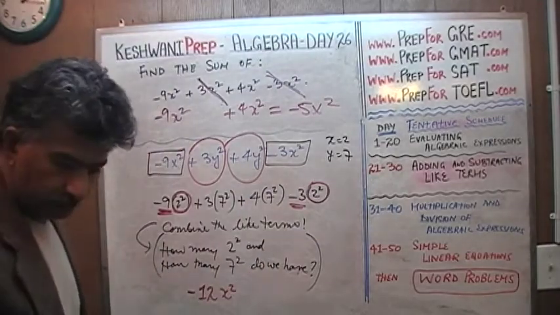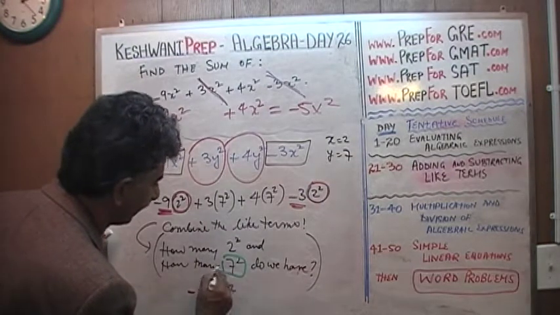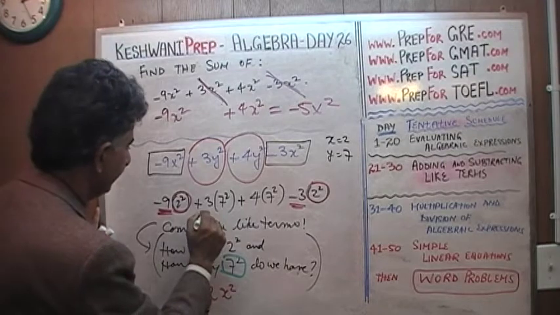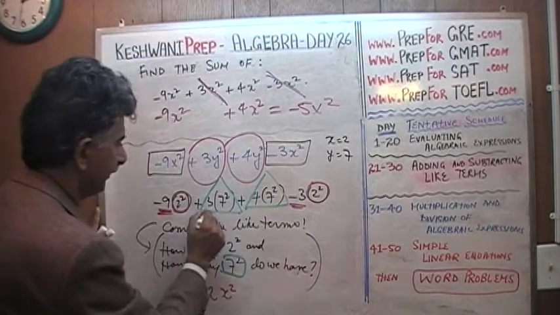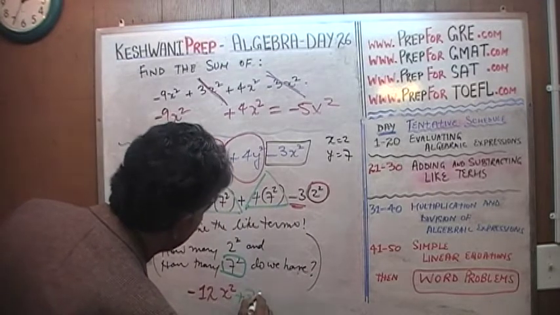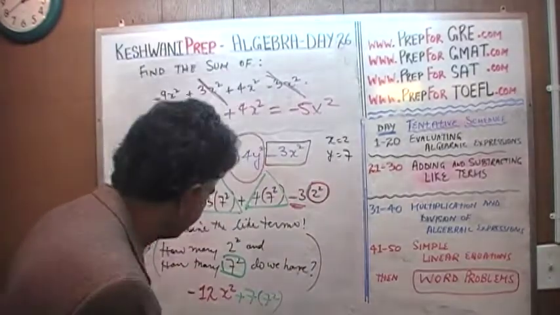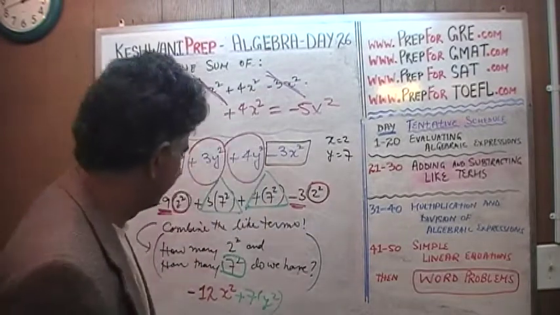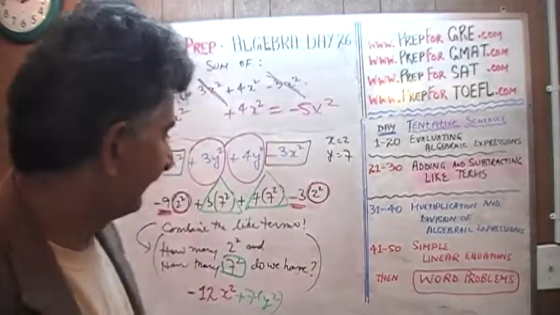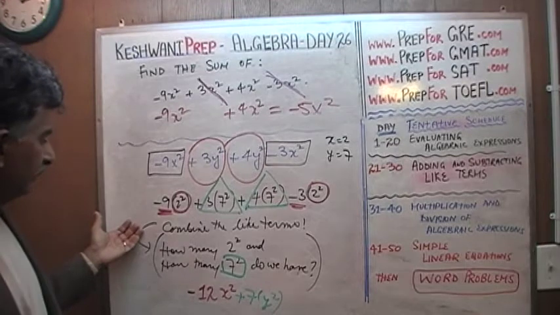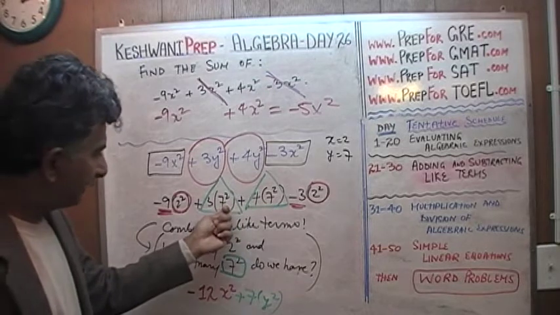And similarly, now the question is, how many 7 squares do we have? Well, let's find out. We have 3 7 squares here, and we have 4 7 squares there. A positive 3 and a positive 4 will give us positive 7 squares. Voila. Positive 7y squared, rather. And again, we could have solved this in the context of the numbers, and you will see that that's exactly what the answer is. So combine the like terms simply means how many 2 squares do we have and how many 7 squares. As you can see, we cannot combine 7 squares and 2 squares.